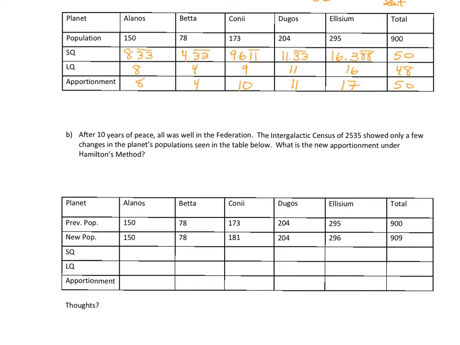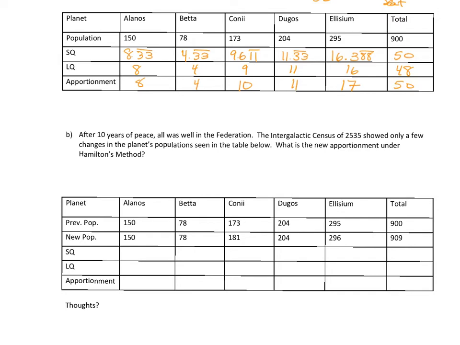What is the new apportionment under Hamilton's method? Okay, so just so that we can compare, A has the same population, B has the same population, C, their population increased a bit, D, same, and E increased a bit, okay? So everyone has the same or more population from what they had in the previous Congress, which means you would expect they would have the same or more seats in Congress. They should have the same or greater representation if you have the same or greater population.